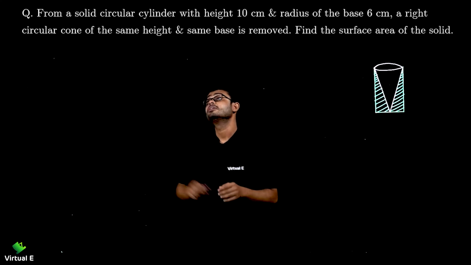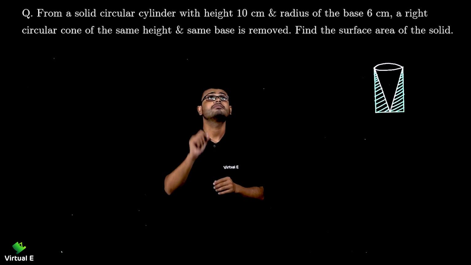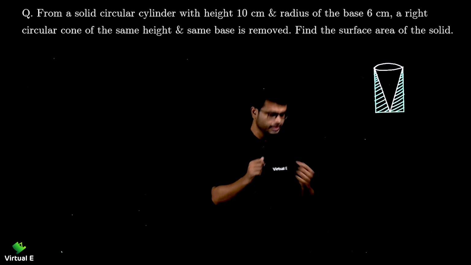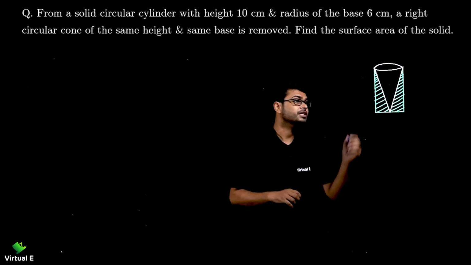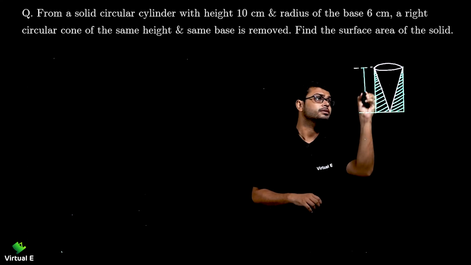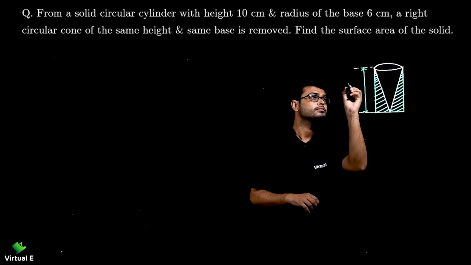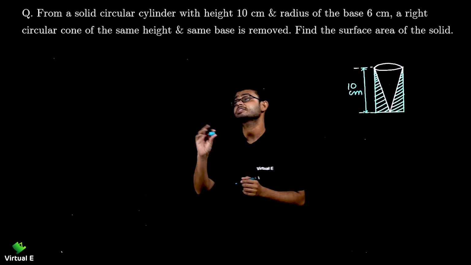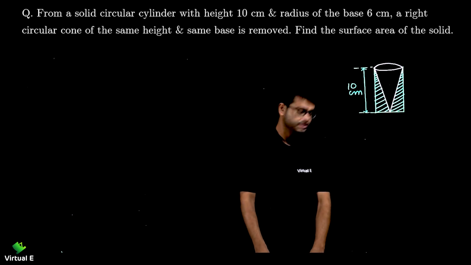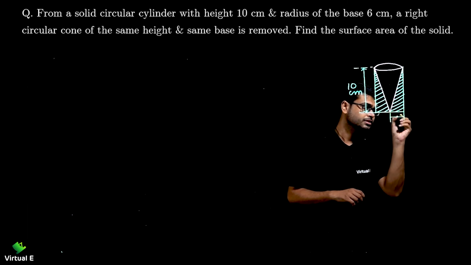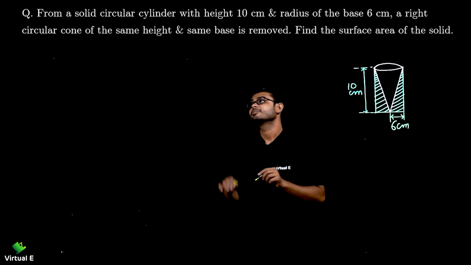Let's read the question. From a solid circular cylinder with height 10 centimeter. Okay, so this is a solid circular cylinder, right? And height is given, which is 10 centimeter. So let's label. Here height is 10 centimeter. And radius of the base is 6 centimeter. So let's say this is the base and this is the radius. This is 6 centimeter. I think it's okay.